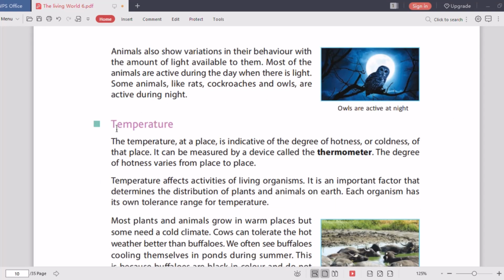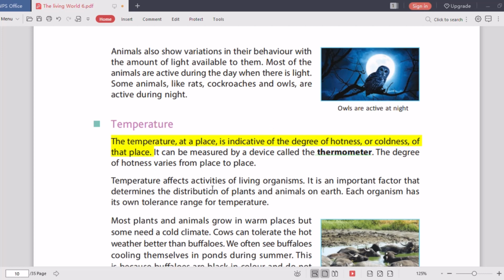Temperature. The temperature at a place is indicative of the degree of hotness or coldness of that place. It can be measured by a device called a thermometer. The degree of hotness varies from place to place. Varies means different from place to place.